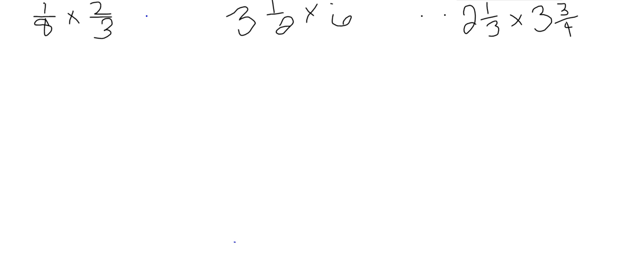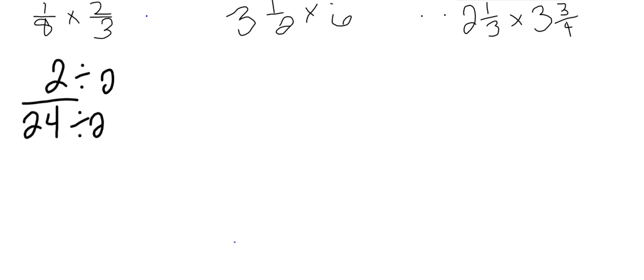All right, so I have 1 over 8 times 2/3. When you're doing this and there's not mixed numbers, you just multiply straight across. So 1 times 2 is 2. 8 times 3 is 24. Then I'm going to see if I can reduce. Can I put 2 into 24? I can. I'm going to divide both of them by 2. 2 divided by 2 is 1. 24 divided by 2 is 12.